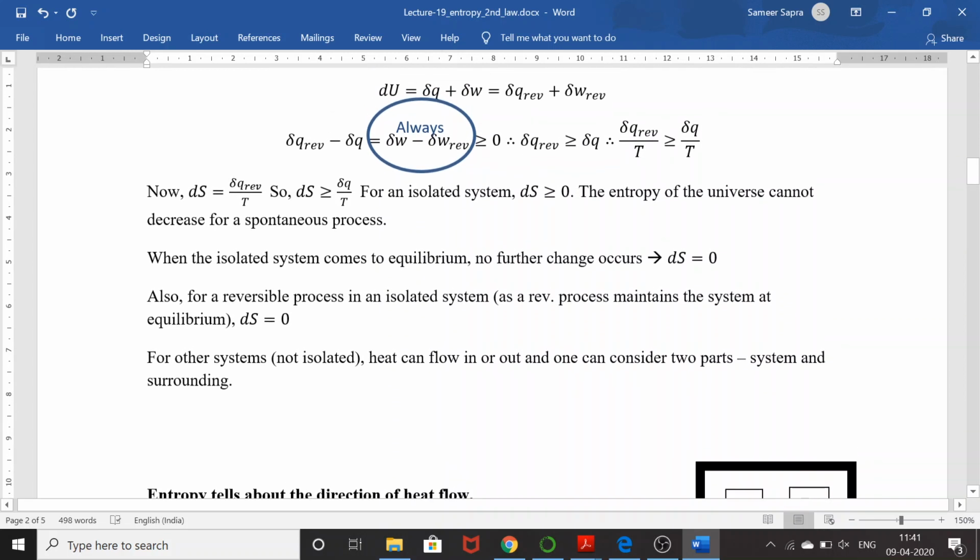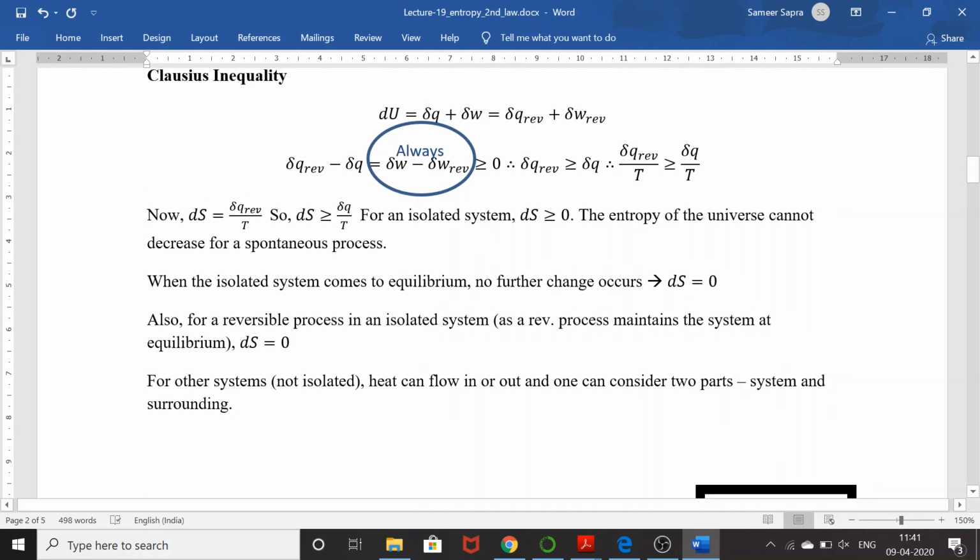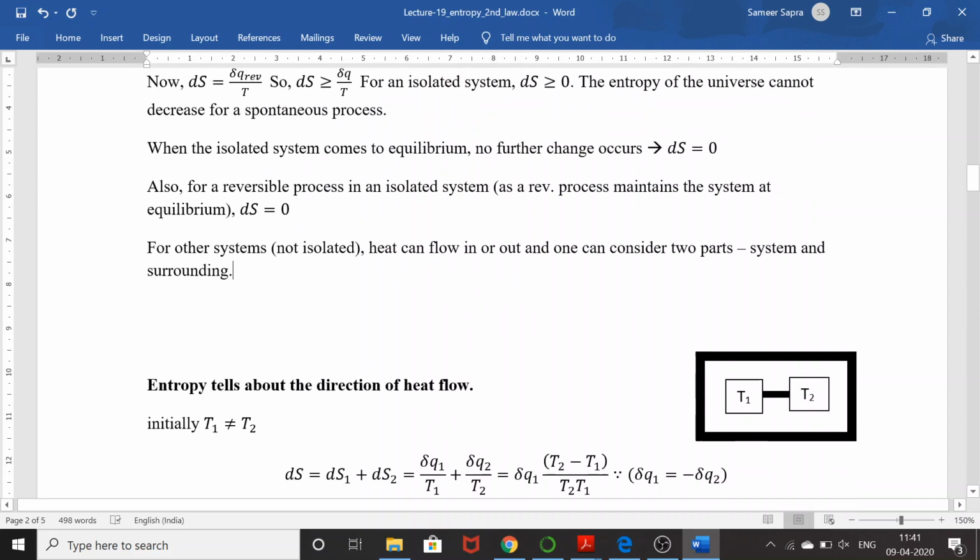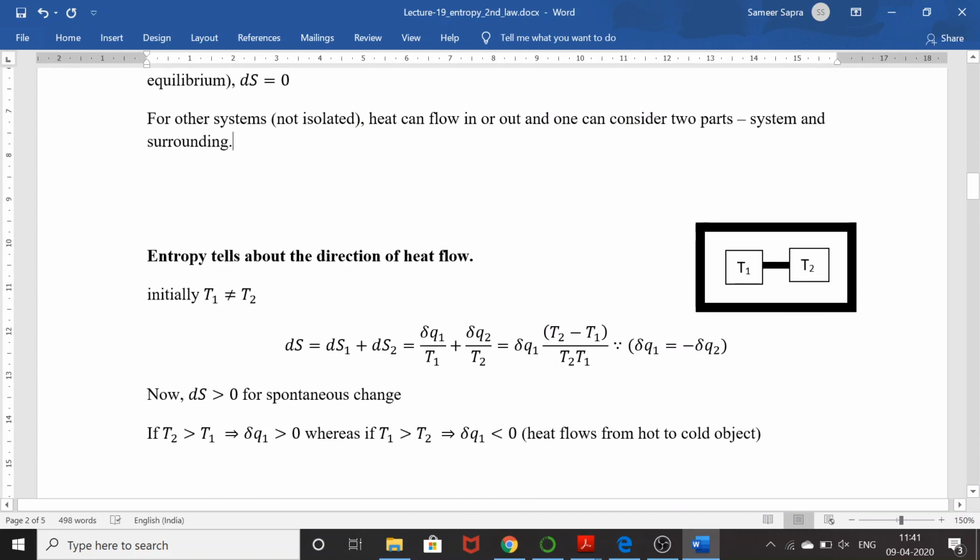The second law says that the entropy of the universe is always increasing. Entropy of the universe cannot decrease for a spontaneous process. Okay, let's take a look at some examples, and then you'll see that the entropy really does increase, and it goes along with what you would call common sense. Think of two metal blocks, one at temperature T1, the other at temperature T2. Initially, these two temperatures are not equal, and then we connect these two blocks.